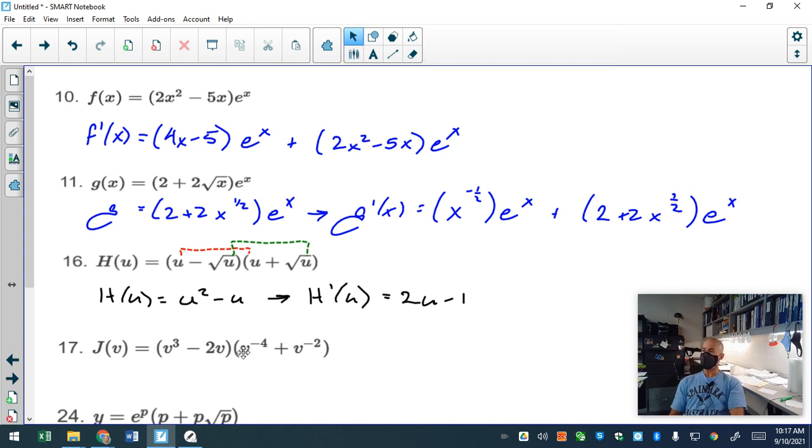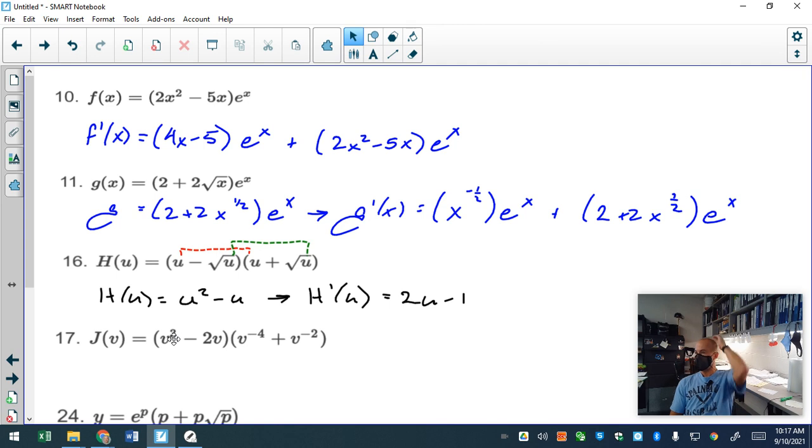17 is kind of in the same category. These are all the same types of functions. v cubed, v to the first, v to the negative fourth, v to the negative 2. They're all power functions. It's not a mix of exponential and power. So for this one, it's not going to expand as nicely as number 16 did. It's not quite as nice, but I think expanding might work. I don't know, what do y'all think? Expand or product rule?